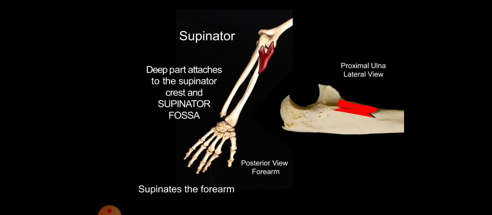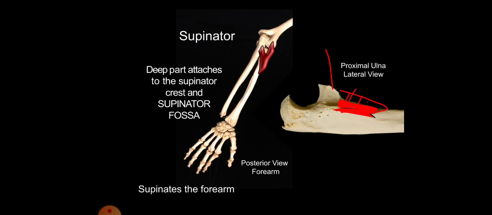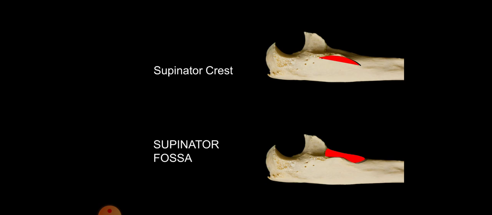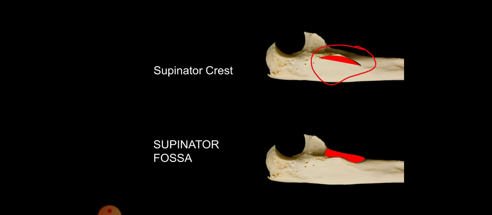This is the supinator muscle, which arises from the supinator fossa and the supinator crest. The supinator fossa is a depressed area just lower to the radial notch. This is the radial notch. Just lower to it there is a depressed area which is highlighted over here. This is the supinator fossa, and the posterior margin of the supinator fossa is known as the supinator crest. These two areas give origin to the supinator muscle.